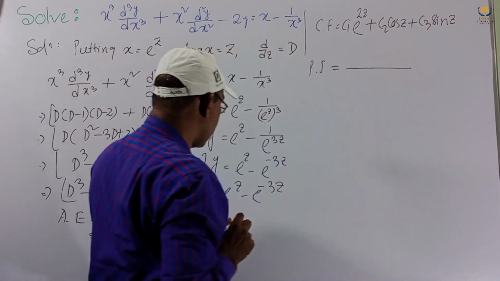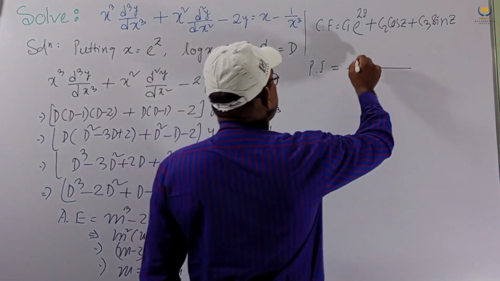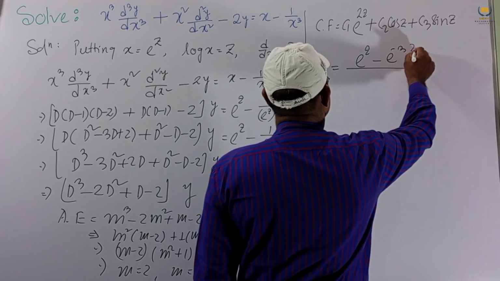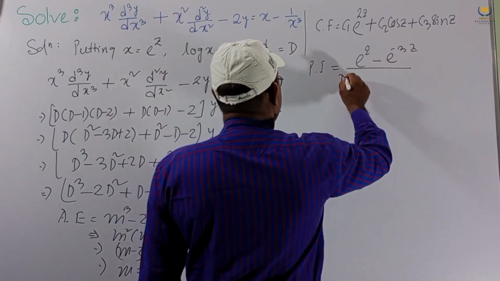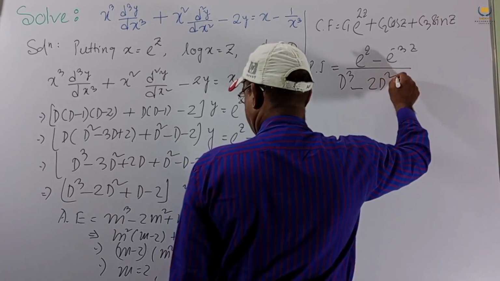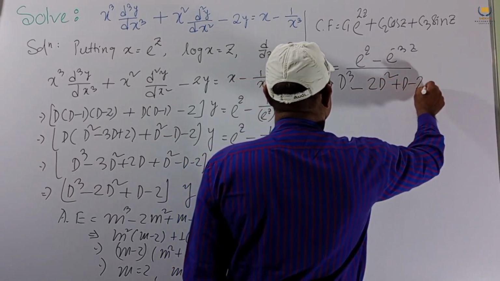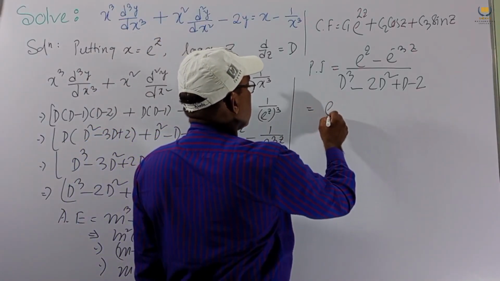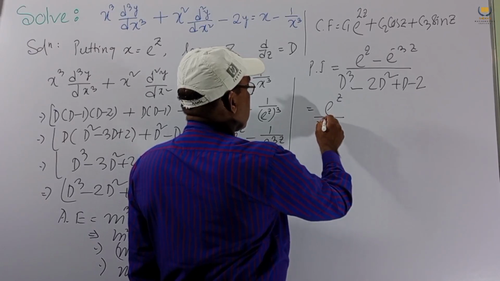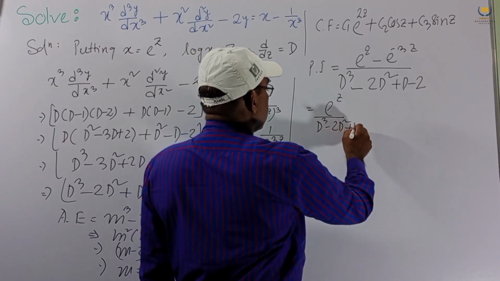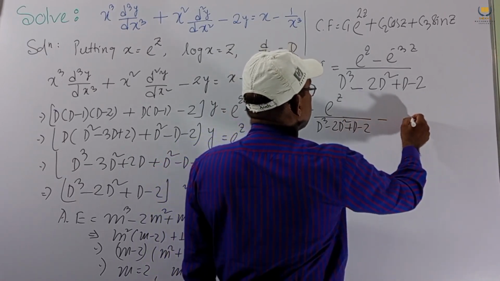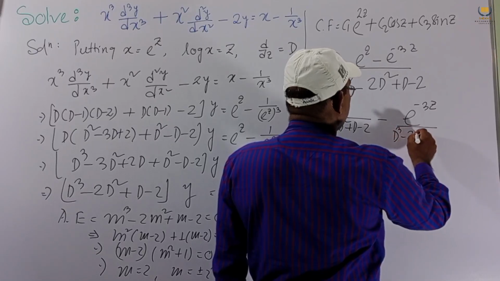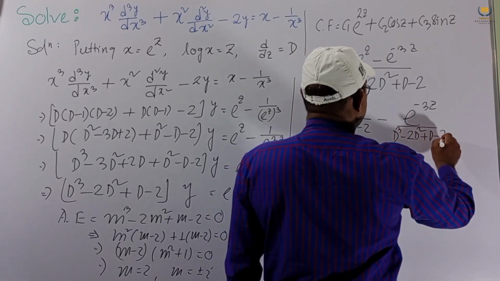The particular integral is the right hand side divided by this. The right hand side is e to the power z minus e to the power minus 3z, divided by D cube minus 2D square plus D minus 2. We get this. And this equals e to the power z over (D cube minus 2D square plus D minus 2), minus e to the power minus 3z over (D cube minus 2D square plus D minus 2).